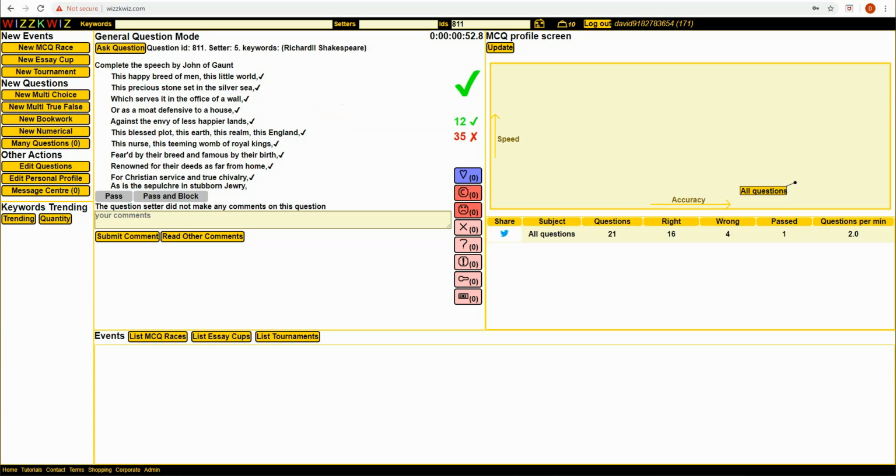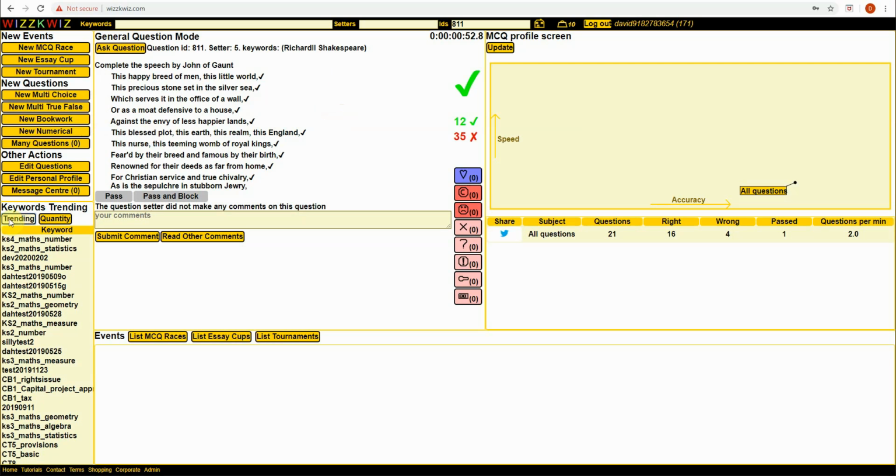So that concludes the different types of questions, and by the time you put in random numbers, by the time you put in graphs and stuff, there's all kinds of flexibility you can use for the different types of questions in WIZZKWIZ. And obviously you can get inspiration by looking at the types of questions that are trending and that kind of thing as well. Okay, so the next tutorial we'll be looking at how to actually enter those different types of questions.